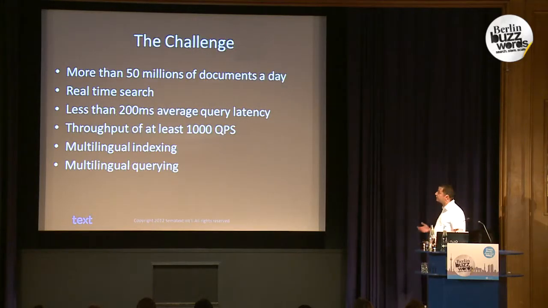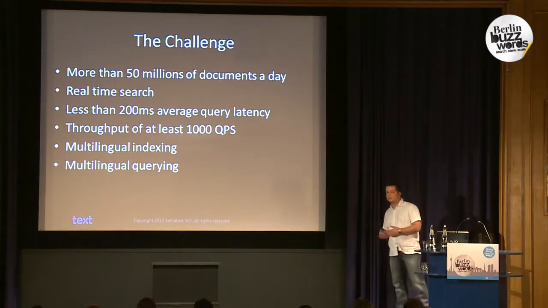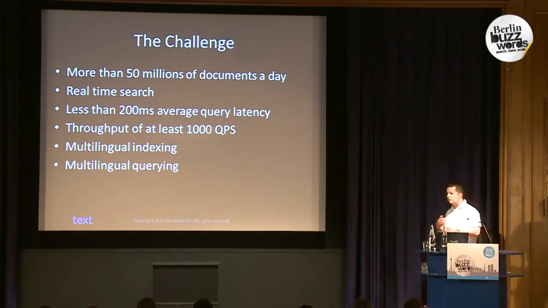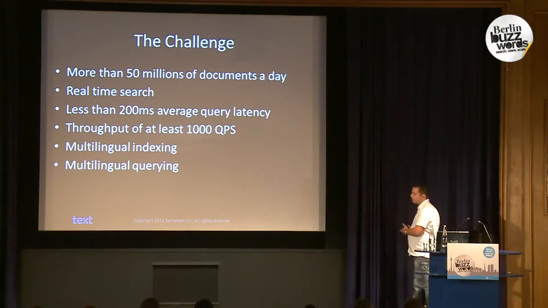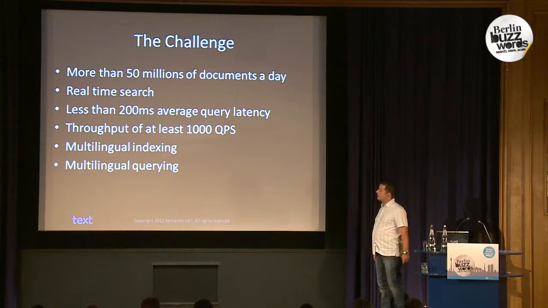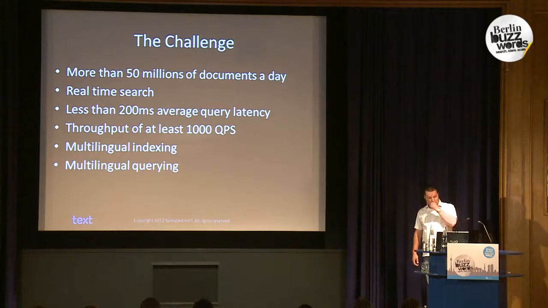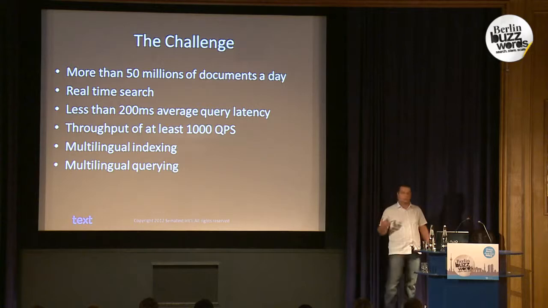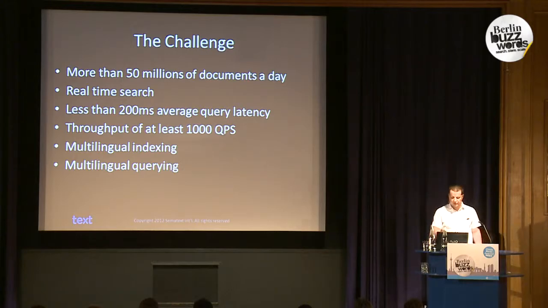The first thing, the challenge, was that we had more than 50 million documents per day coming in constantly. We didn't have time to rebalance or stuff like that. We needed real-time search because people were constantly indexing their content and wanted to search after they posted it. The other thing was that we had to provide less than 200 milliseconds average latency with a throughput of more than 1,000 queries per second. Of course, as I told, multilingual indexing and querying. I'll try to show you today what we did to handle that kind of challenge.